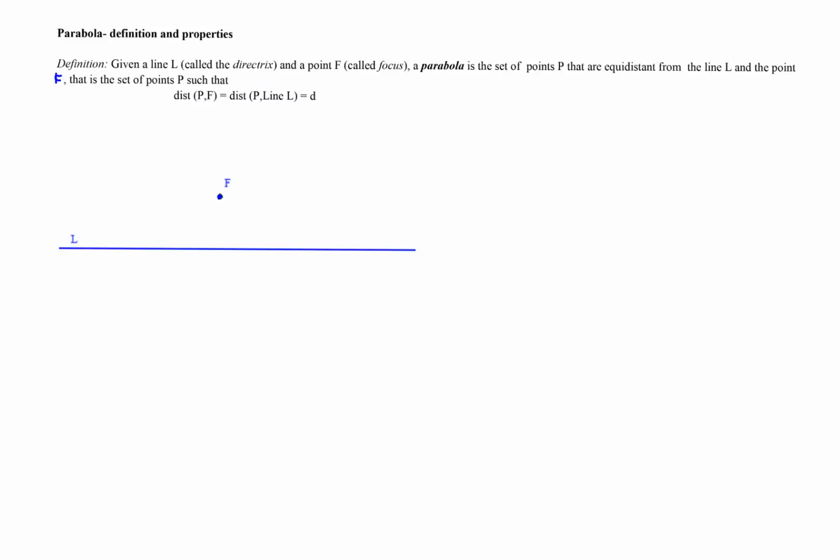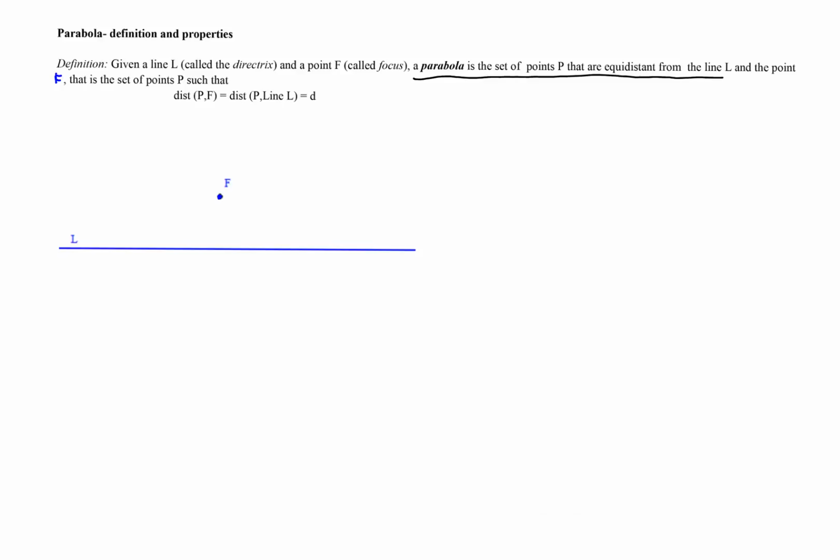Suppose that on the geometric plane we have a line and a point F that is not on that line. We define a parabola as the set of all the points that are equidistant from the line L and from the point F. Let's illustrate this situation.